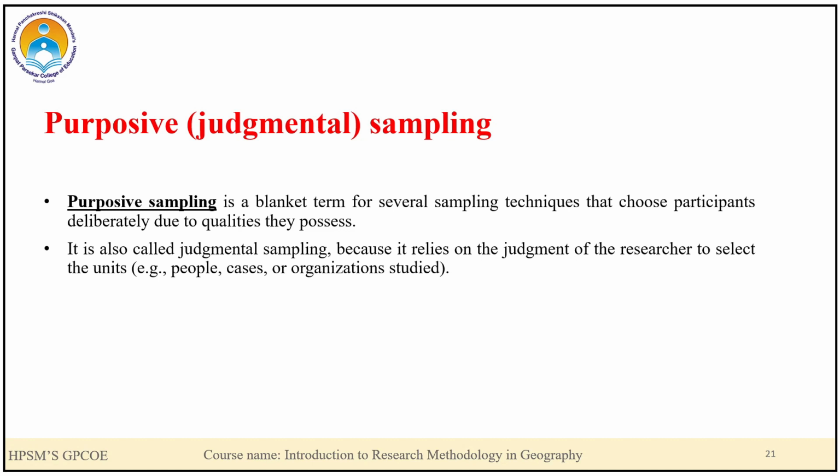And the last, moving to the next, we have judgmental or purposive sampling. Purposive sampling is a blanket term for several sampling techniques that choose participants deliberately due to qualities they possess. It is also called judgmental sampling because it relies on the judgment of the researcher to select the units. For example, it can be people, cases, or organizations studied.